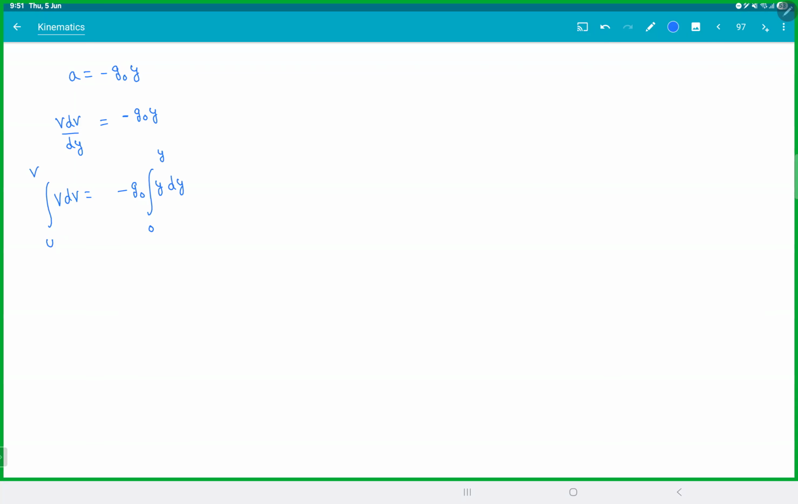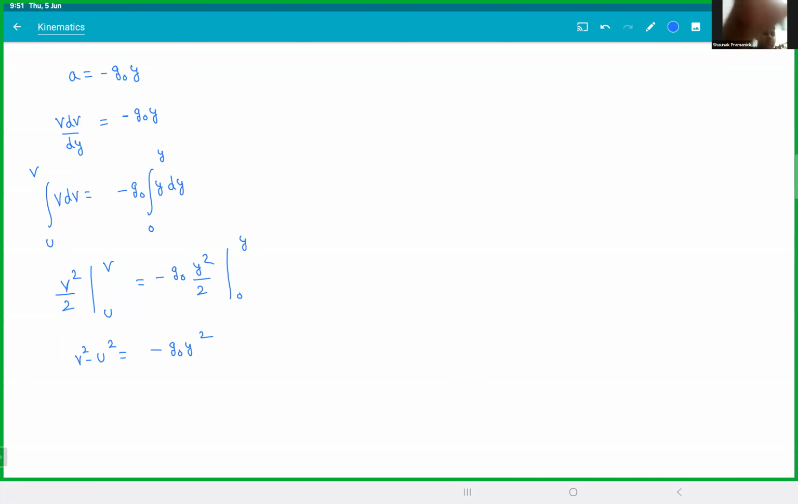Root of u square by, right, Utsa, you got it. So when you integrate, this will be v square by 2. Limits will go from u to v. This will be minus g naught y square by 2. Limits will go from 0 to y. The 2 goes off. This will be v square minus u square is equal to minus g naught y square. Shaunak, you're saying something. So this gives you v is equal to root over u square minus g naught y square. This is your velocity or the speed as function of height.